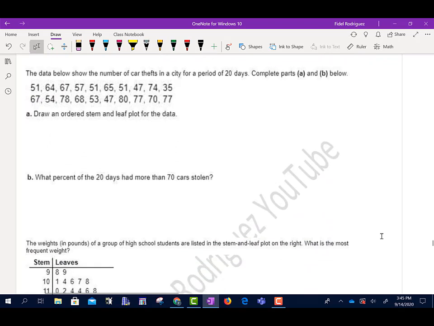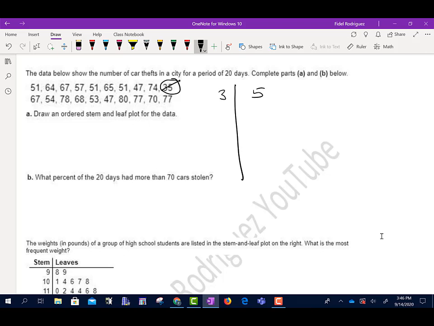All right, so we're going to do some stem and leaf plots here, and it says the data below shows the number of car thefts in a city for a period of 20 days. Complete parts A and B below. The first part says draw an ordered stem and leaf plot for the data. The way we're going to do that is we're going to put a vertical line, and we're going to start with our smallest values first. The smallest value we have is a 35. So I'm going to put a 3 here and a 5 here, and that just means there's a 35. I don't see any other 30s, so I'm going to scratch that one out.